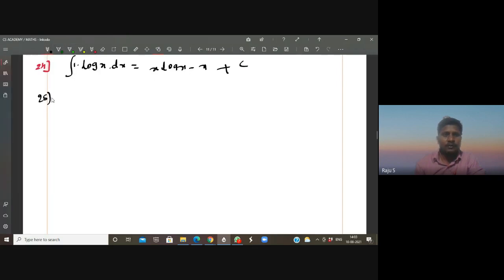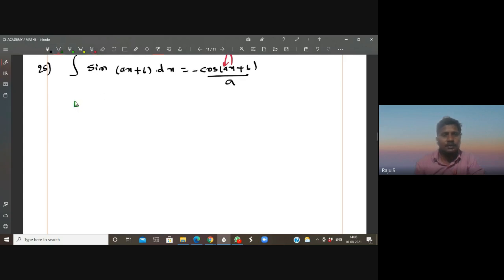The 25th formula is the same integral. What about, for example, sine ax plus b dx? Instead of sine x, I'm taking sine ax plus b. This is clearly minus cos ax plus b, divided by a, because the x coefficient you should write in the denominator. What is the x coefficient here? Small a. Small a you should write in the denominator.